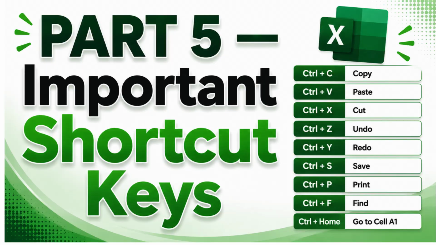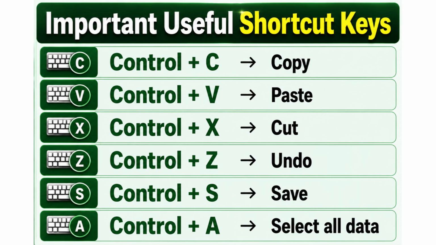Part 5, important shortcut keys. Now let's learn important, useful shortcut keys that save a lot of time. Ctrl+C is for copy. Ctrl+V is for paste. Ctrl+X is for cut. Ctrl+Z is for undo. Ctrl+S is for save. And Ctrl+A is for select all data. These shortcuts are used daily in office work and data entry jobs.